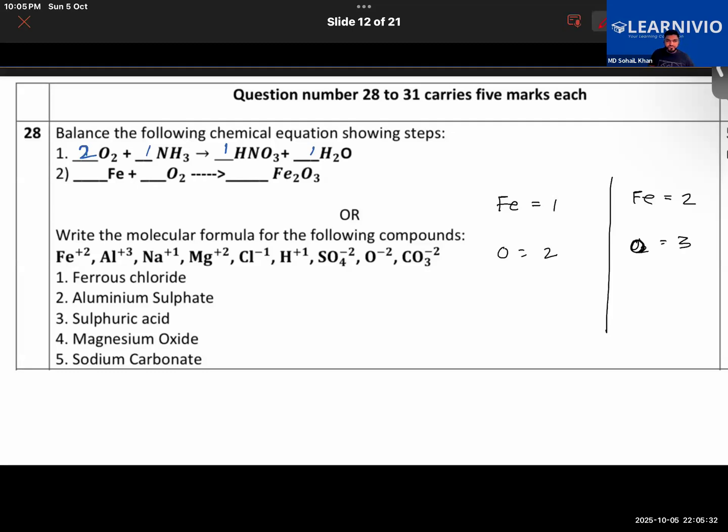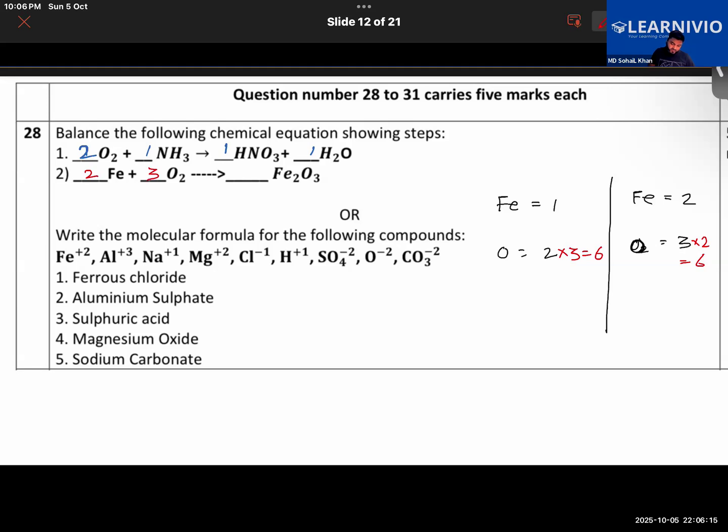So first you multiply 1 with 2, which is 2. Then, for O, it is 2 and 3. Can we make them equal somehow by multiplying both of them with some number? Multiply 3 with 2, that will give you 6. And this with 3, that will also give you 6. So in order to do so, here we will have to put 3.